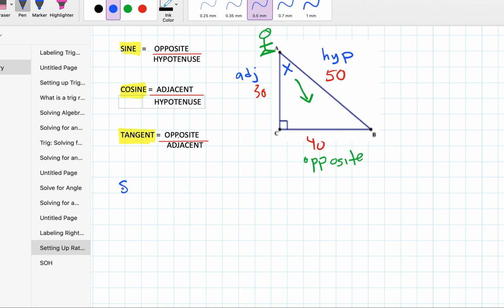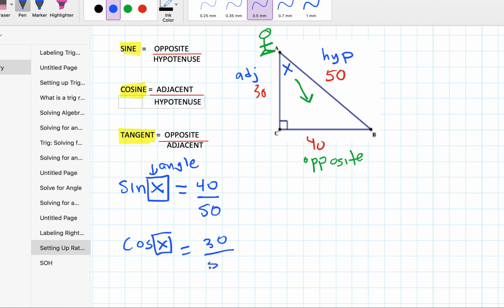Sine of x, and it's important to note that the angle will always go next to the word sine, cosine, or tangent. If it's a number, the number will go there. If it's a variable, the variable goes there. So sine is going to equal, as we see up here, our opposite side. So here it would be 40 divided by our hypotenuse. Cosine of x, being our reference angle, would be the adjacent side. Our adjacent number is 30 divided by the hypotenuse. The third one is tangent of the angle x will equal the opposite side divided by the adjacent side.